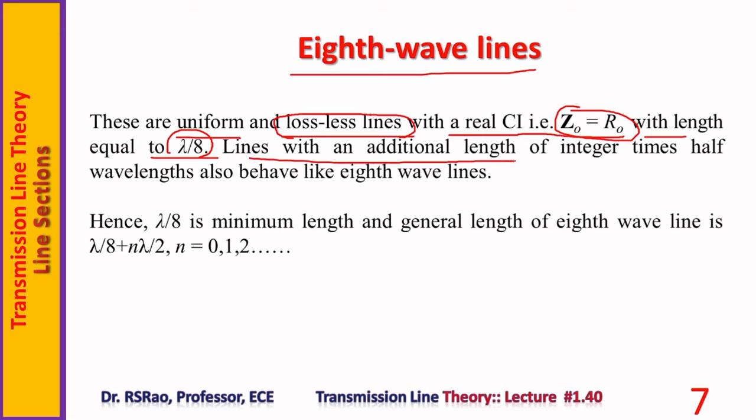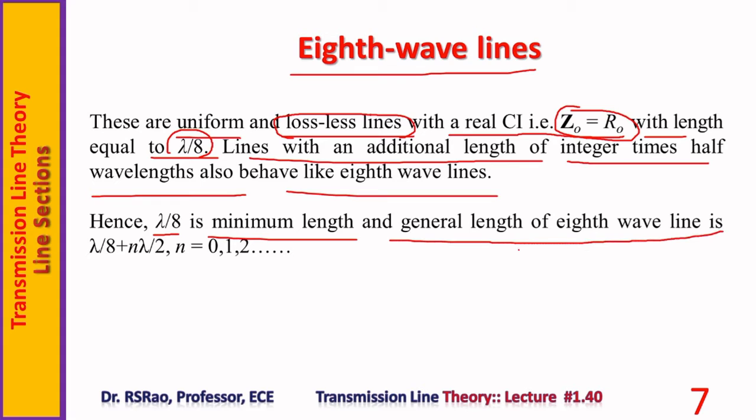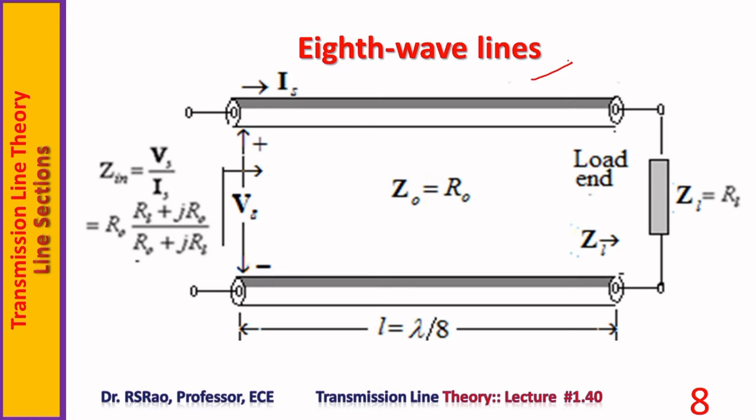Lines with an additional length of integer times half wavelengths also behave like 8th wave lines. Hence, lambda by 8 is the minimum length and the general length of an 8th wave line is lambda by 8 plus n lambda by 2, where n is 0, 1, 2, etc. Here an 8th wave line is shown. Length is lambda by 8. Since this is a lossless line, the characteristic impedance is real, usually indicated by R0. It is terminated over a certain real impedance equal to RL.